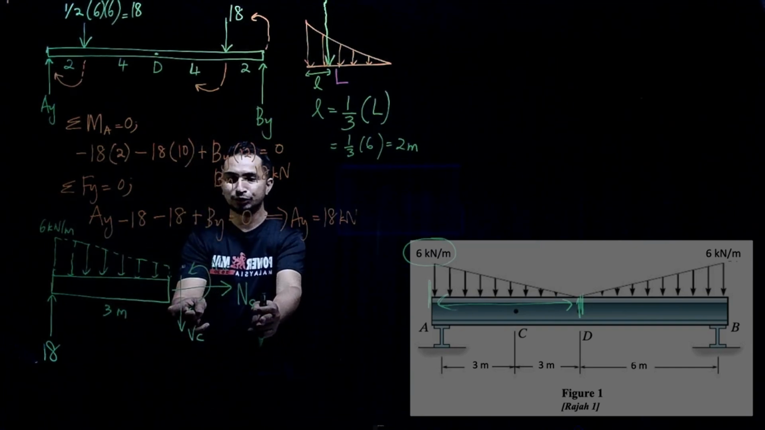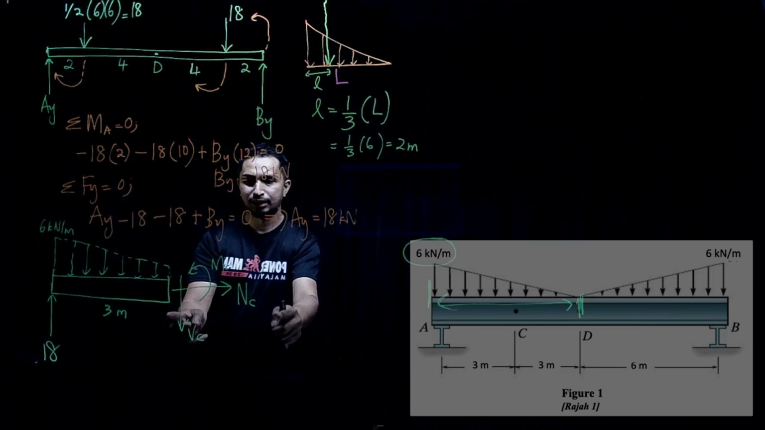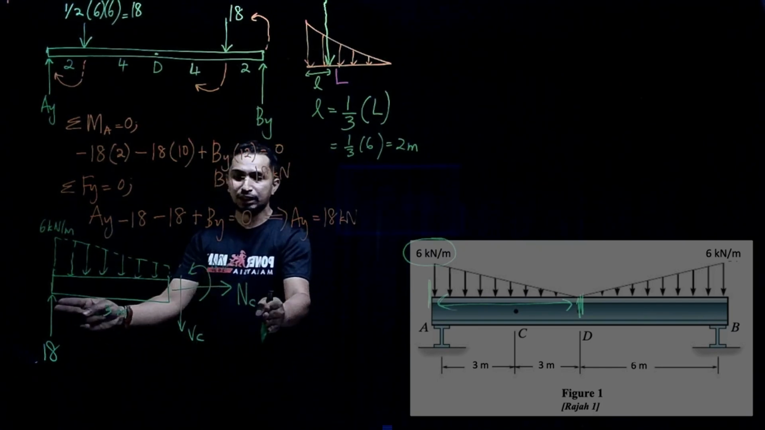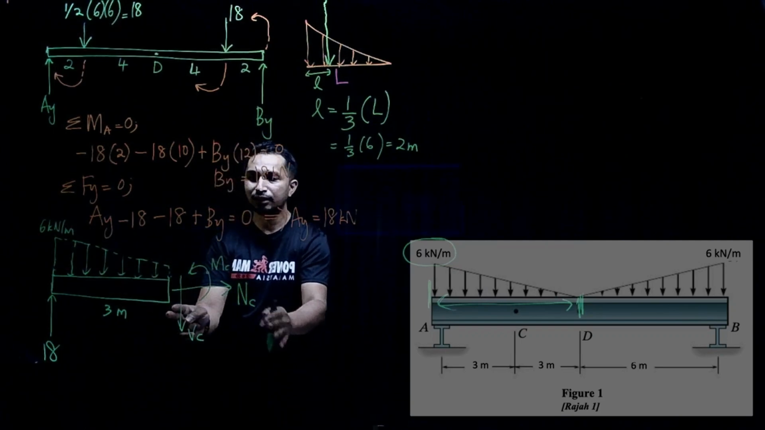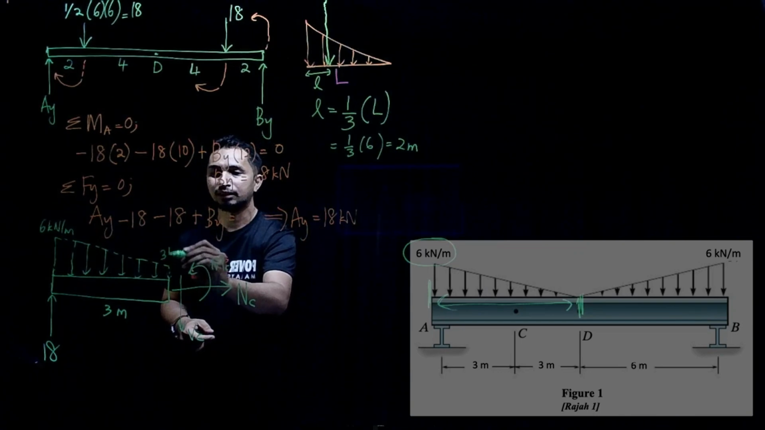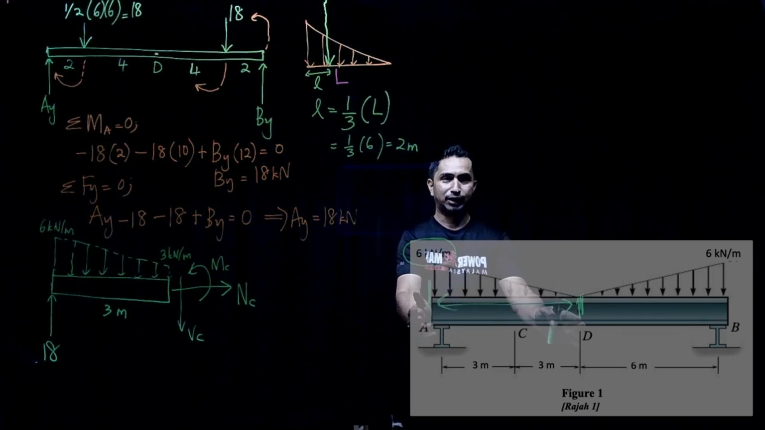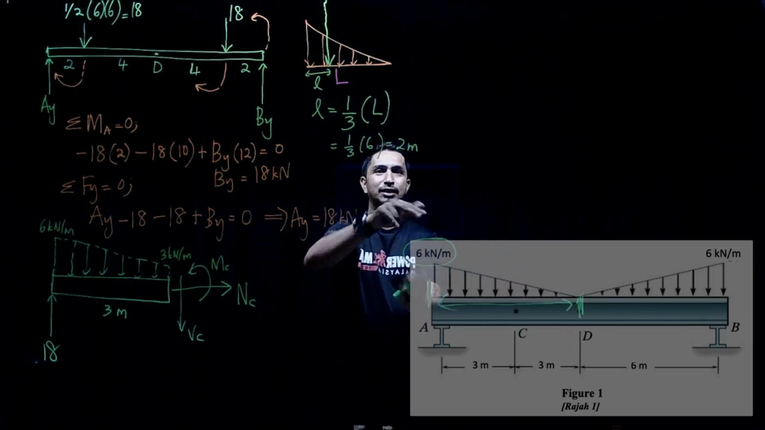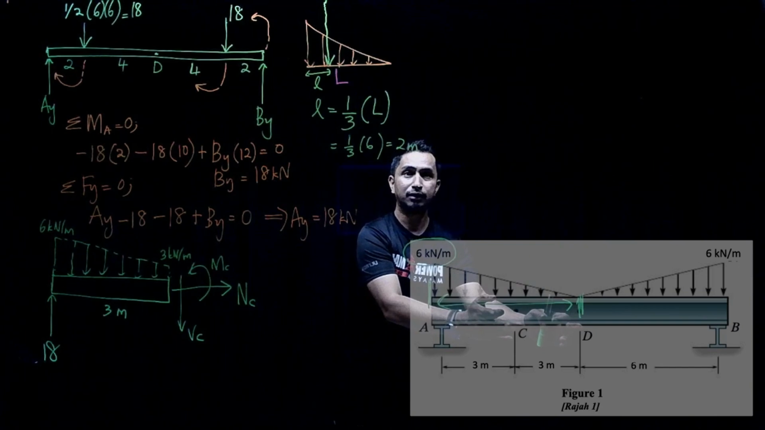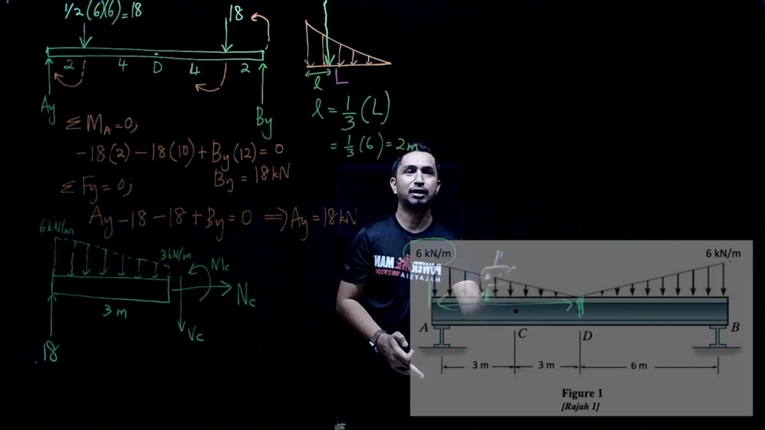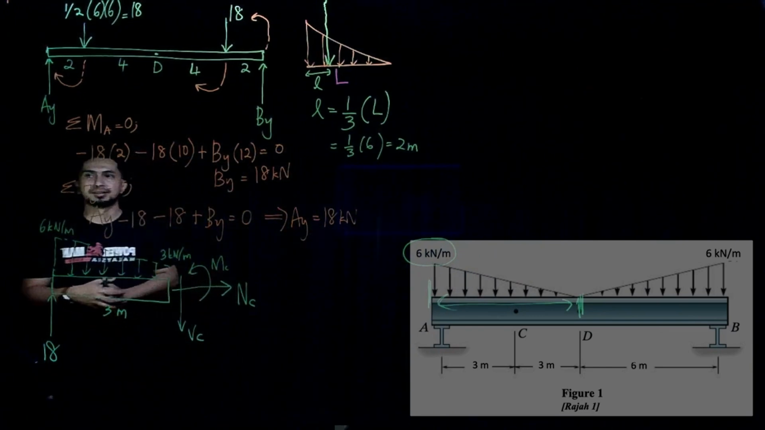So the remaining distance should be 3 meter. If I draw the full triangular shape, then this is 3 meter, this is 3 meter. If 6 meter, the height will be 6. If only 3 meter, then the height here will be 3 kilonewton per meter. Can you get it? 6 meter, the height is 6 kilonewton per meter. If I cut somewhere here, if I have 3 meter, then the height here will be 3 kilonewton per meter. That's why here we have 3 kilonewton per meter.